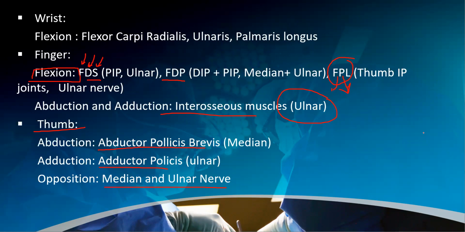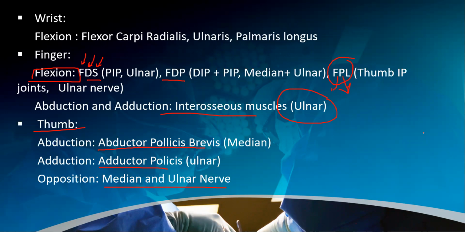Come to the thumb. In the thumb, flexion is given by flexor pollicis longus, which is also supplied by the ulnar nerve. So if the ulnar nerve is damaged, it will be weak. Same with the abduction of the thumb, given by abductor pollicis brevis, which is supplied by the median nerve. Adduction is supplied by the ulnar nerve, which supplies the adductor pollicis muscle. And also your opposition is given by both the median and ulnar nerve.